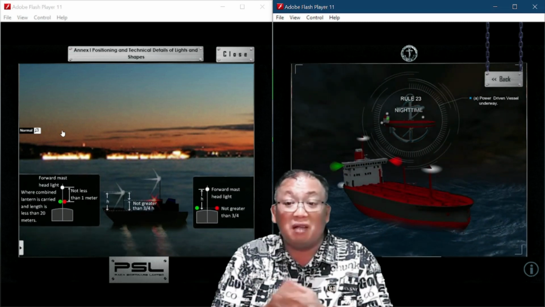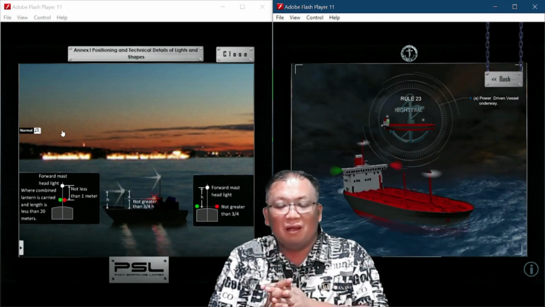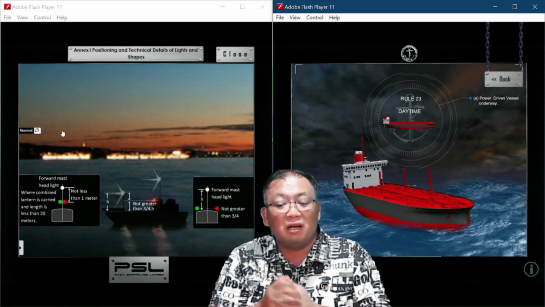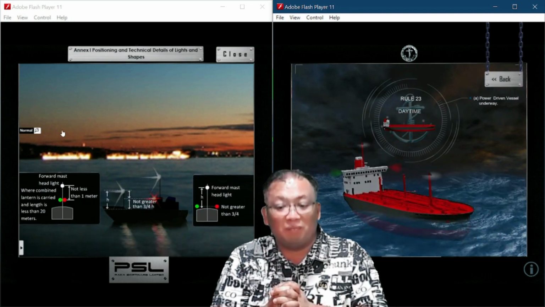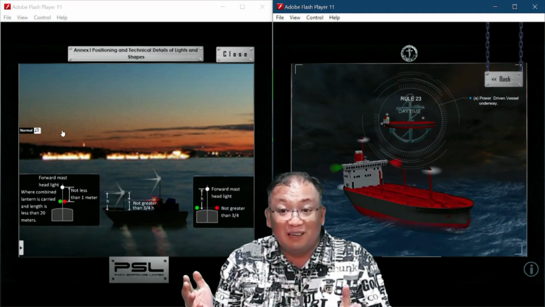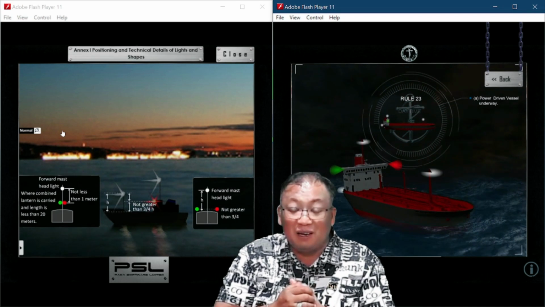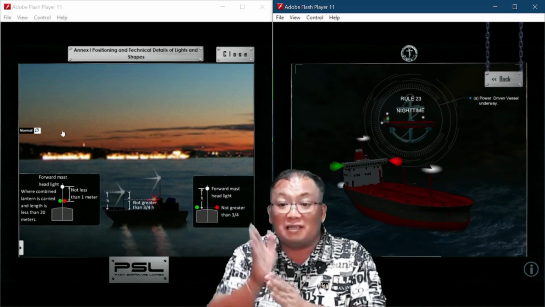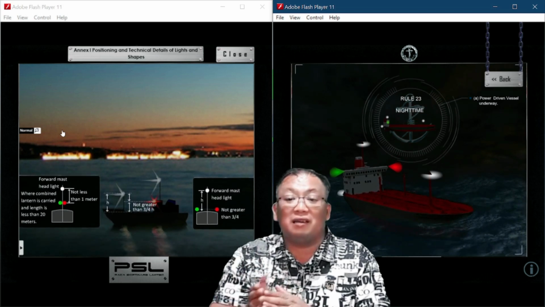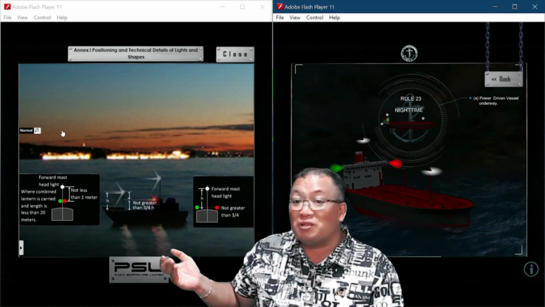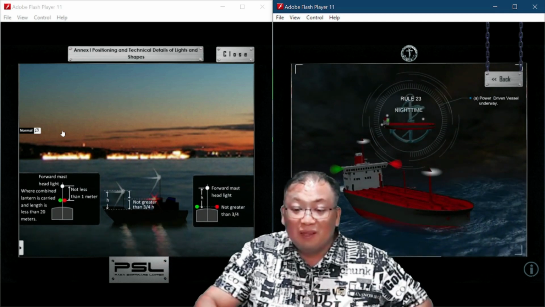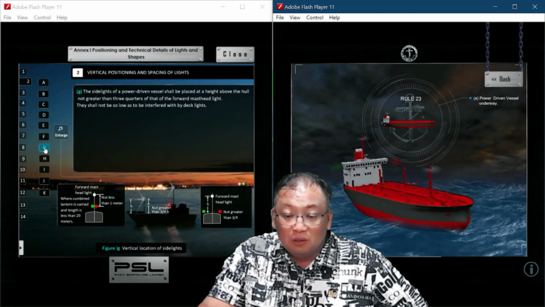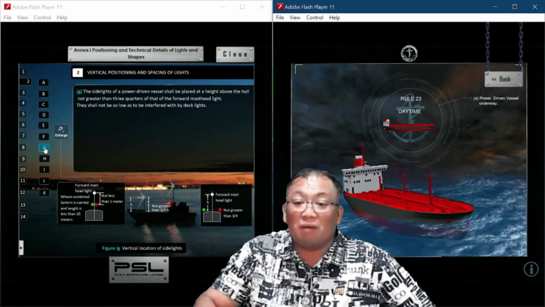Okay, so what is 3/4? 75%. So never go at a height above 75% of the height of the forward masthead light. It's very clear. The drawing is making it very clear to you. Forward masthead light, okay, if you can see, this is the height not greater than 3/4 or 75%. Gentlemen, that is 2 Golf.